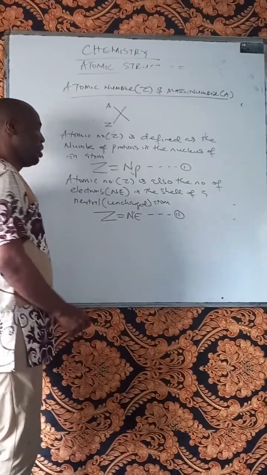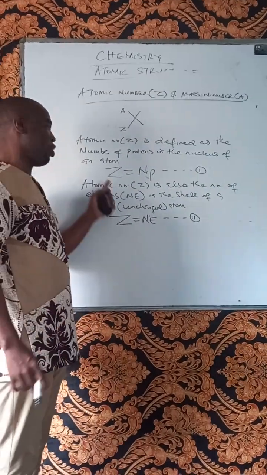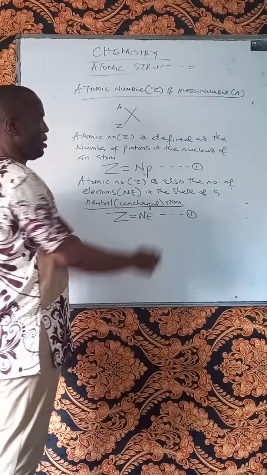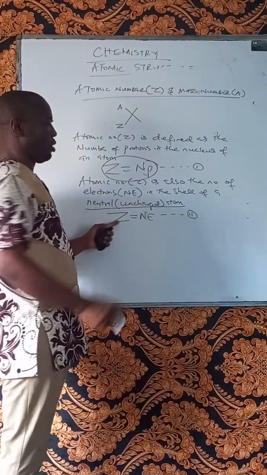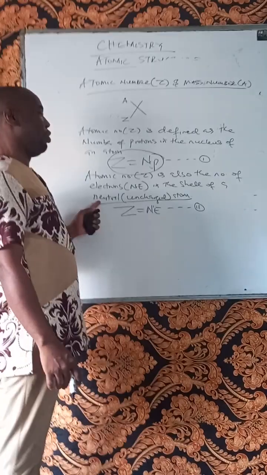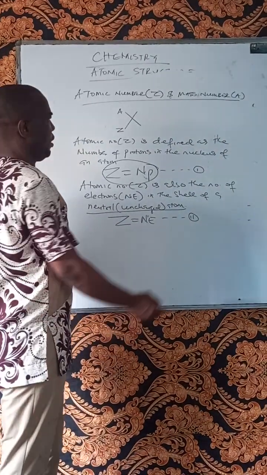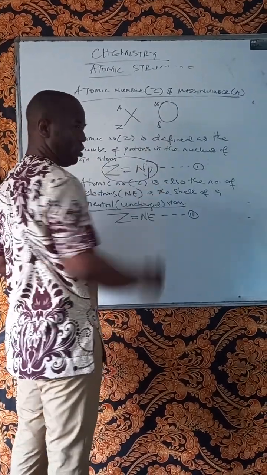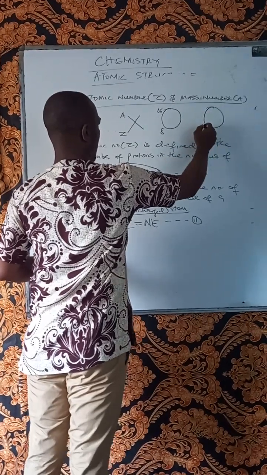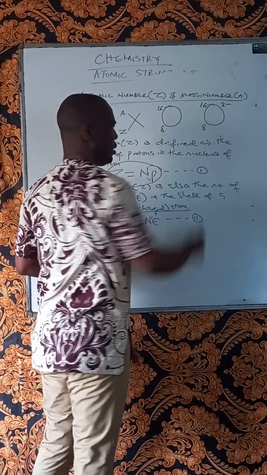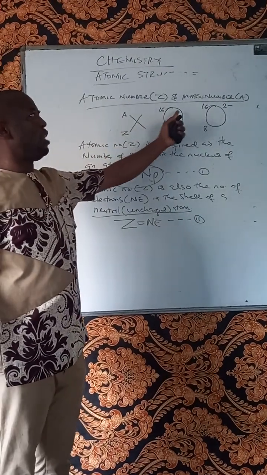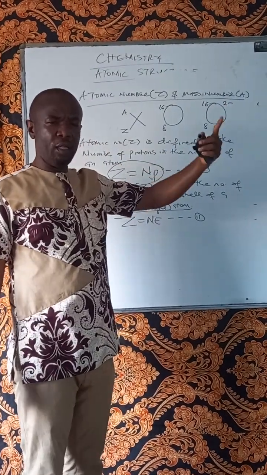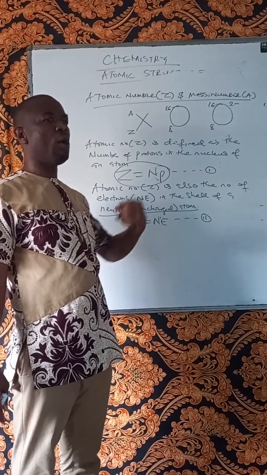The condition is that for atomic number to be equal to number of electrons, the atom must be uncharged, neutral. But this is the perfect way of defining atomic number. But this one has a condition for the definition. What do you mean by uncharged atom? For instance, if I look at oxygen, O, 8 and 16, atom of oxygen. I look at oxygen again, O, 8 and 16, and I put a sign on it. This atom is uncharged, there's no plus or minus sign on it. While this atom is charged, which we're going to learn is called an ion. A charged atom is called an ion.